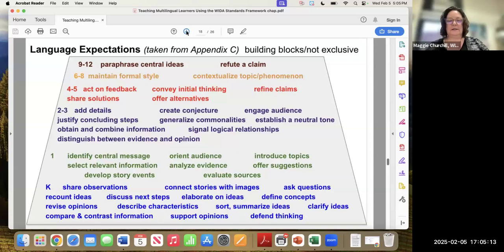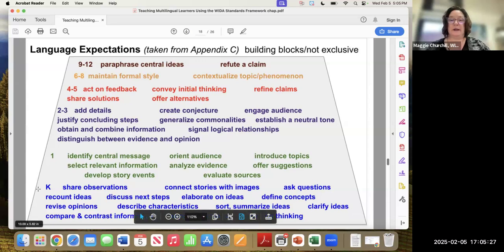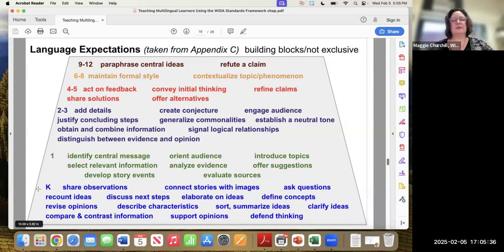Here is a snippet of not all of them, but the big pieces of language expectations that come from the framework. What we did here was take the language expectations that we expect kindergartners to do. You'll see they look and sound like those lesson objectives and goals. They come from the language arts standards and the science standards, because these standards are integrated with content standards. So in kindergarten, they have to do all of these things.